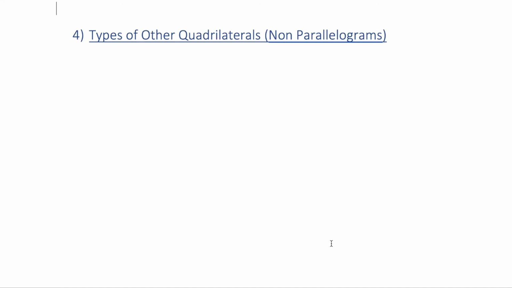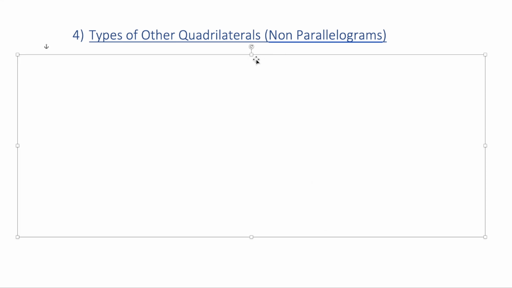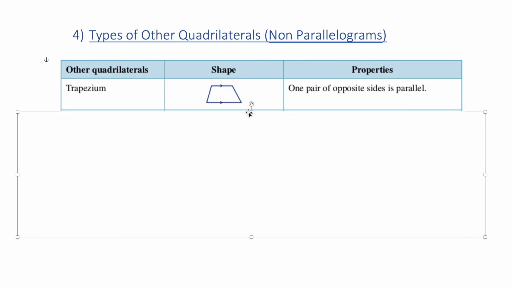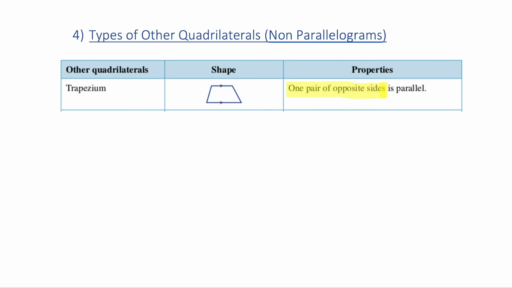Let's look at types of other quadrilaterals. So the second group that we talked about in our first diagram. One type of other quadrilateral that we have is trapezium. So let's see what the properties of the trapezium are. It says one pair of opposite sides is parallel. We have this by this symbol. This arrow here is saying that this line and this line are parallel. So when we have only one pair of parallel lines in a quadrilateral, this is called a trapezium.